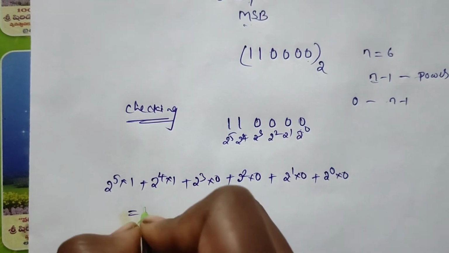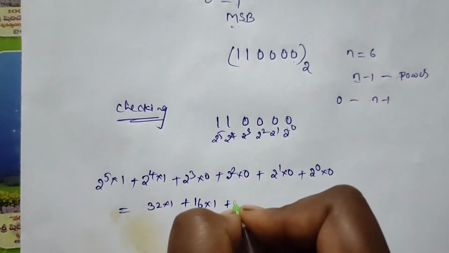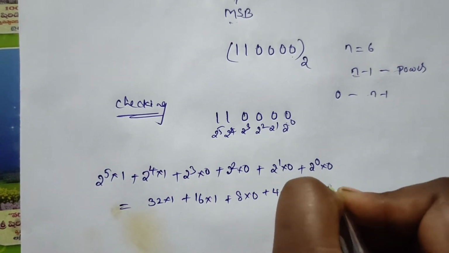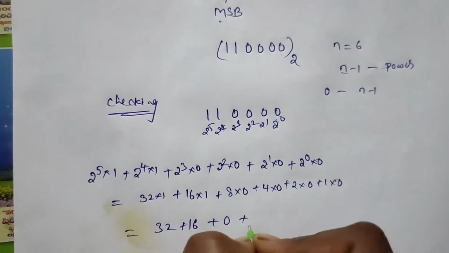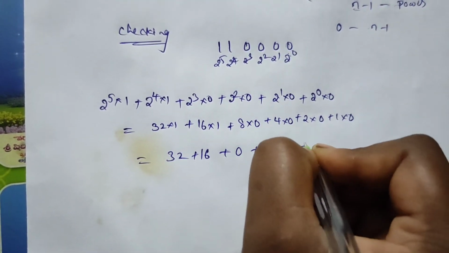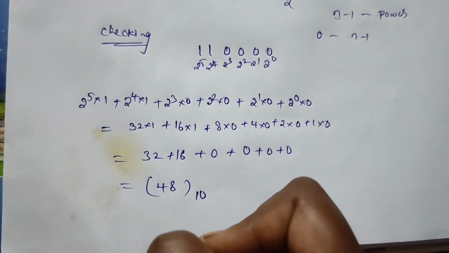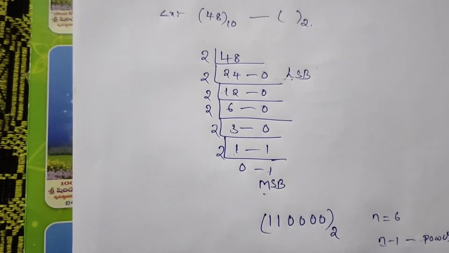So 2 power 5 is 32. 32 into 1, 32. 16 into 1 and 8 into 0. 4 into 0, 2 into 0 and 1 into 0. 32 plus 16 plus all are zeros. Something multiplied by 0 is a 0. So total 48. It is correct. So in this way we are converting a decimal to binary.